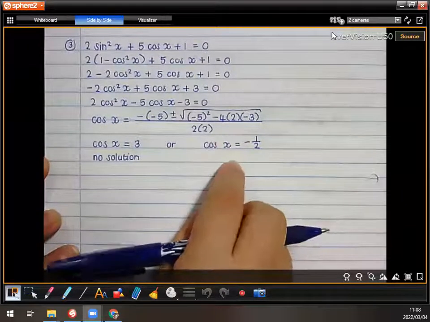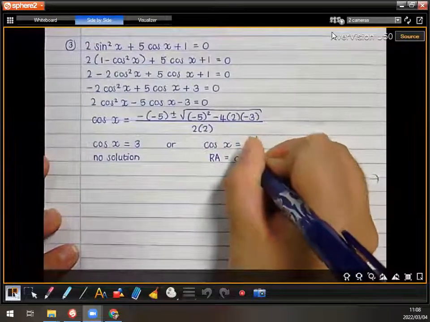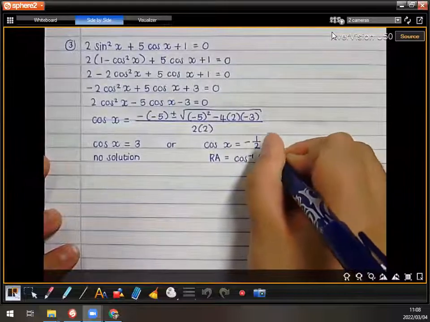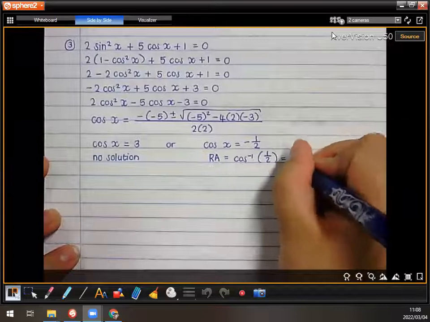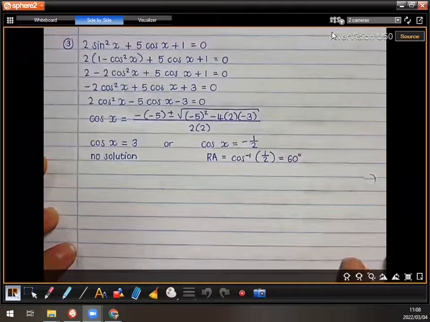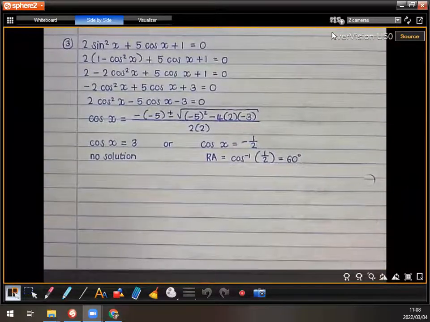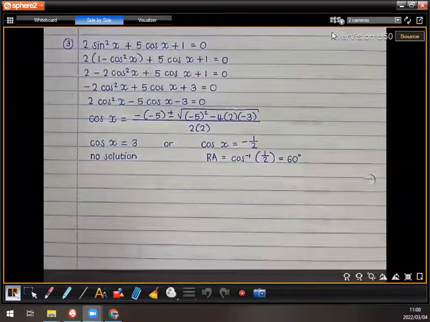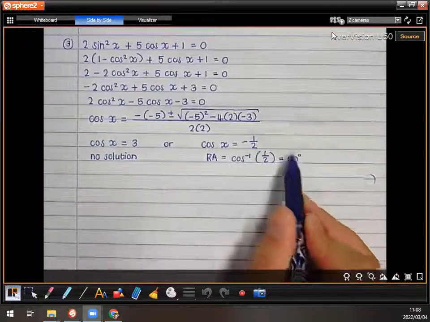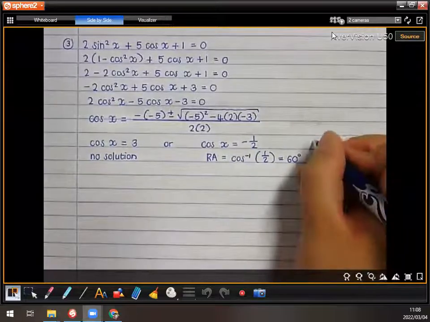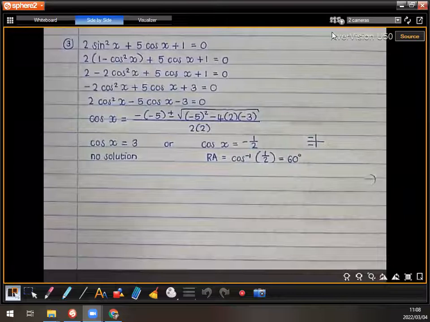For the other one, reference angle equals. Now, some of you might know what this is. Which angle is going to give us a half? Cos of which angle will give us a half? It's 60, isn't it? Cos of 60 is a half. Sine 30 is a half. Cos 60 is a half. But you can use a calculator for that. That's fine. So for the reference angle, we use positive a half to get that acute angle, but because it's negative a half, we have to work in quadrants 2 and 3, which is where cos is negative.